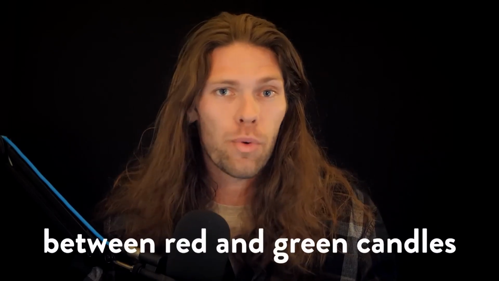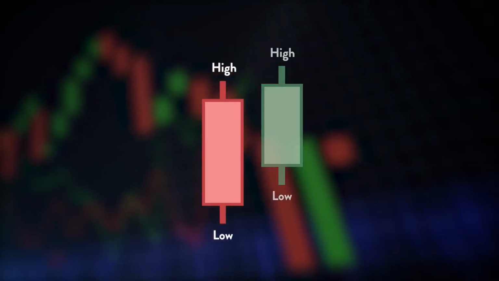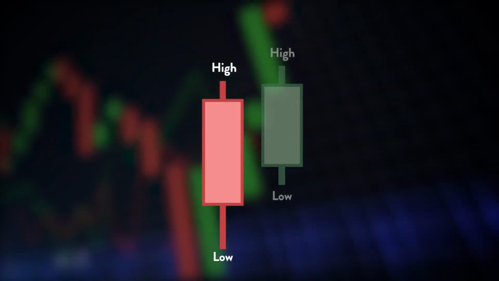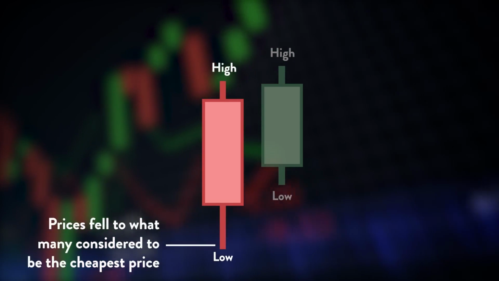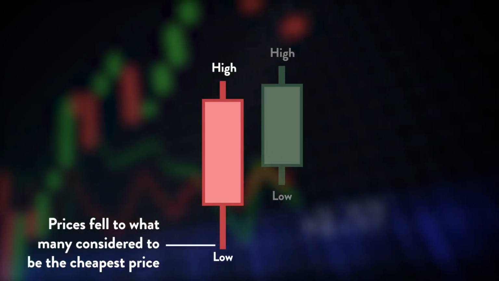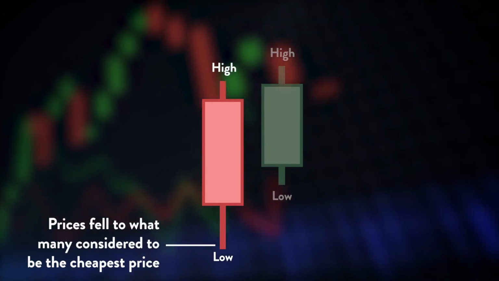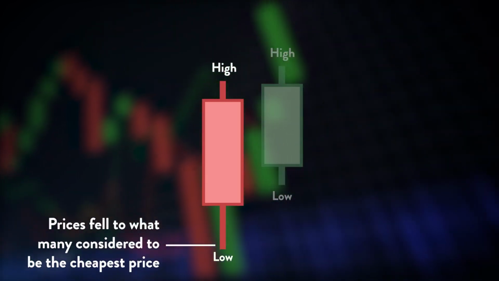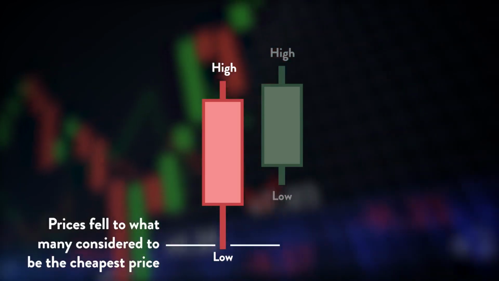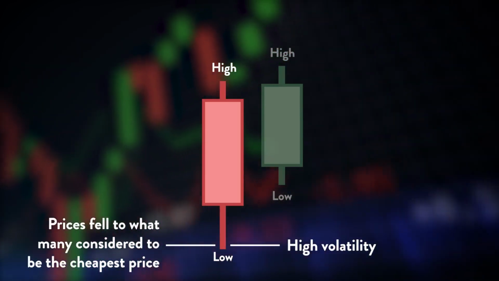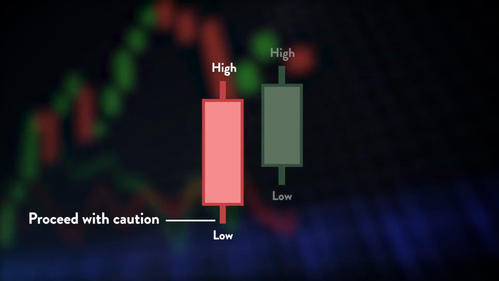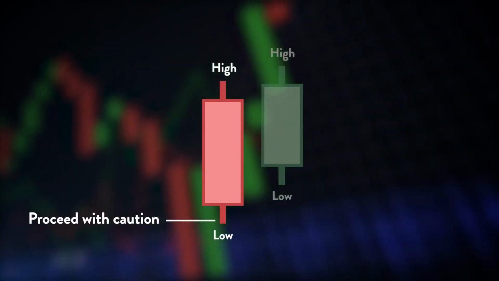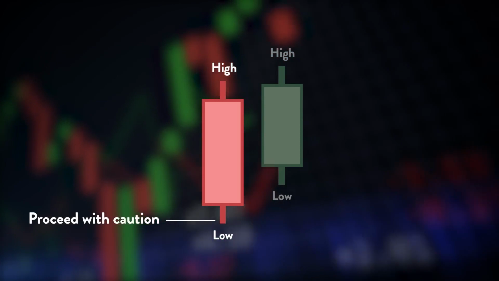But we can dig deeper still because short and long wicks have different meanings between red and green candles. First, the red candles. A long wick at the bottom of a red candle can tell us that within the day or whatever time period you're looking at, prices fell to what many investors consider to be the cheapest price. And so they bought back in at that price, driving the price back up. Some investors see this as an indication that the price will begin to move up in the next day or the next trading period. But remember that a long wick means high volatility, and that trend could easily reverse. Now, if you see a short wick at the bottom of a red candle, proceed with caution. This tends to mean that traders will continue to sell the asset. But again, this is not always certain.